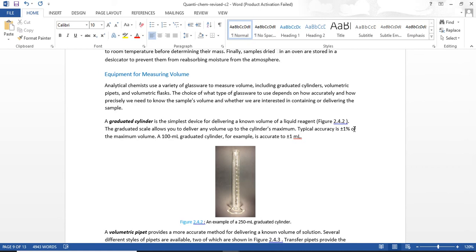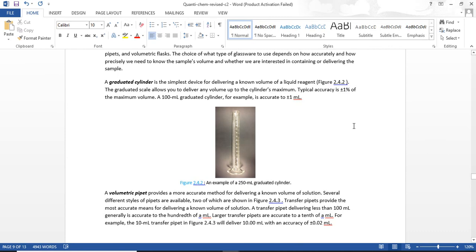Next, the environment for measuring volume. Analytical chemistry uses various glassware to measure volume, including the graduated cylinder, the volumetric pipette, and the volumetric flask. The choice of glassware depends on how accurately and how precisely we need to know the sample volume, and whether we are interested in containing or delivering the sample.